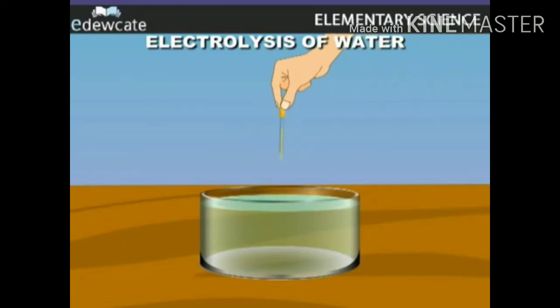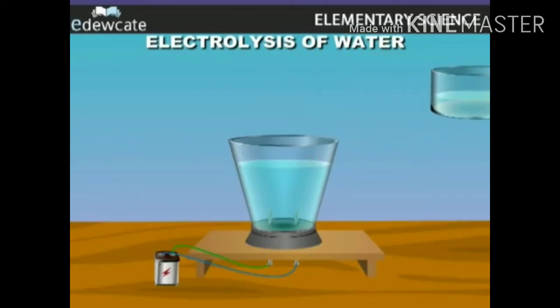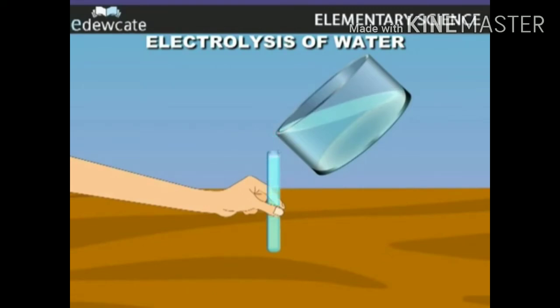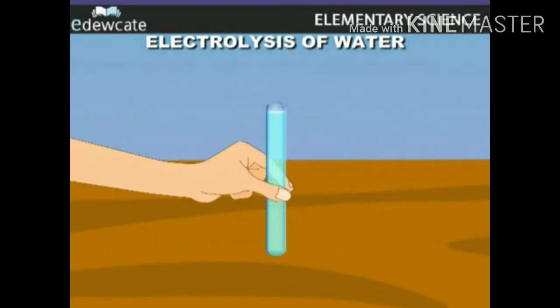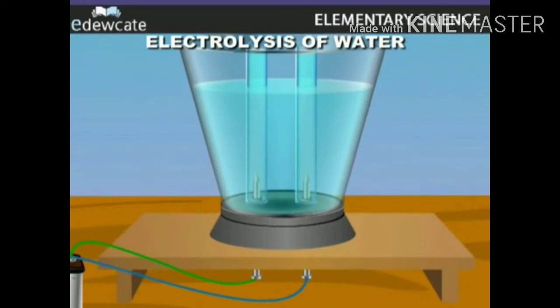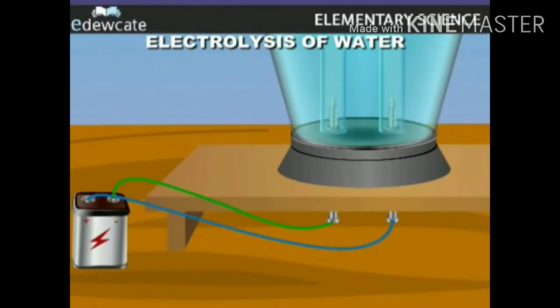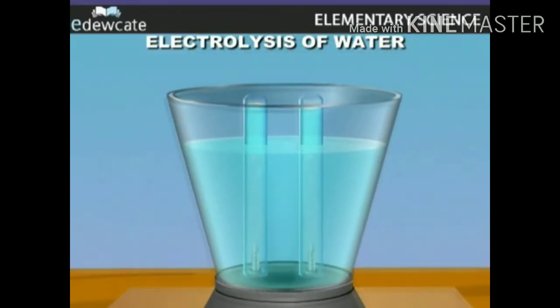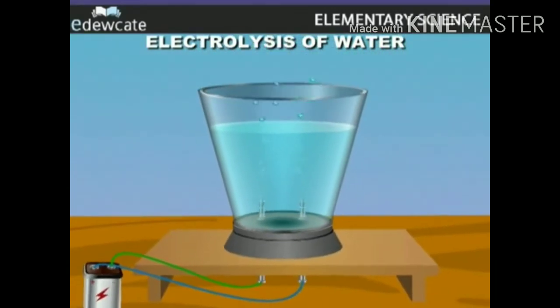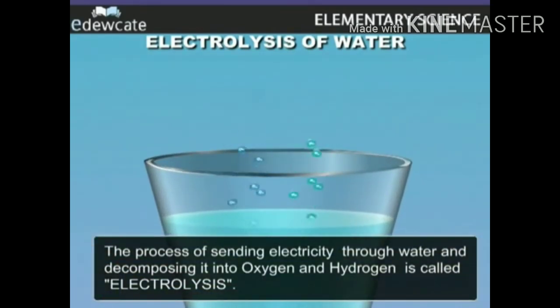Dissolve a little quantity of acid in water. Pour the solution in an apparatus as shown here. Fill 2 test tubes with solution and see that no air bubbles are present. Invert these test tubes over the iron nails. These are called electrodes. Connect these outer electrodes to the positive and negative terminals of a battery. You can see that gases are produced in the 2 test tubes. In this way, sending electricity through water and decomposing it into oxygen and hydrogen is called electrolysis.